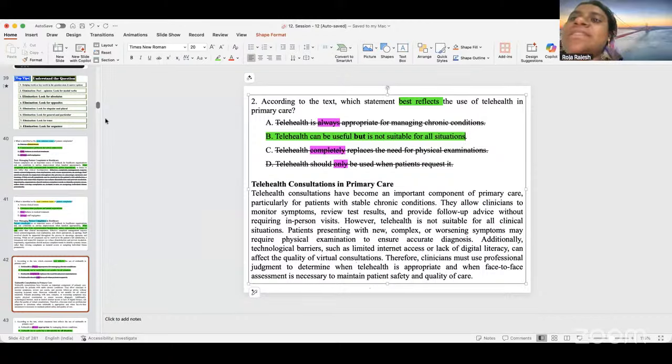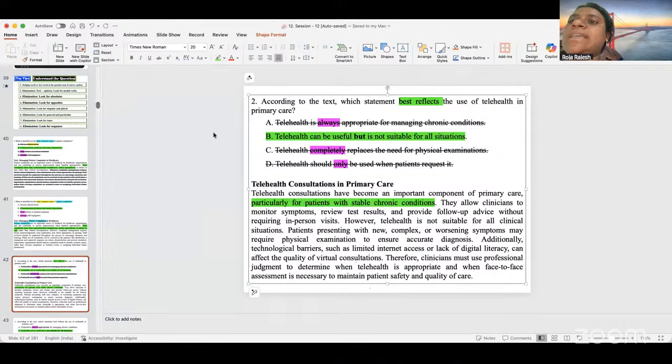Telehealth consultations in primary care. Telehealth consultations have become an important component of primary care, particularly for patients with stable chronic conditions. They allow clinicians to monitor symptoms, review test results, and provide follow-up advice without requiring in-person visits.